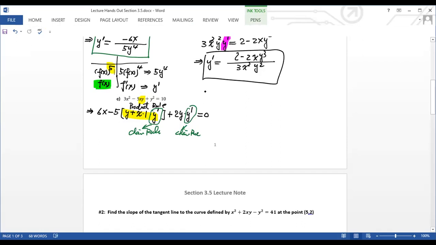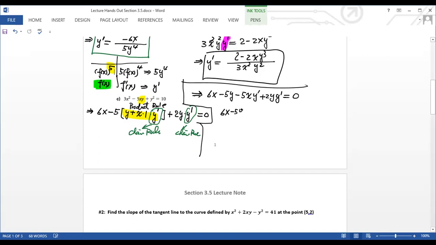Okay, so now let's simplify a little bit before we combine. So this is 6x minus 5y. You just have to be careful about your algebra, right? So like we talked about, it's minus 5x y prime plus 2y y prime equal to 0. Okay, so then you combine the y prime terms. So you have a 6 minus 5y.